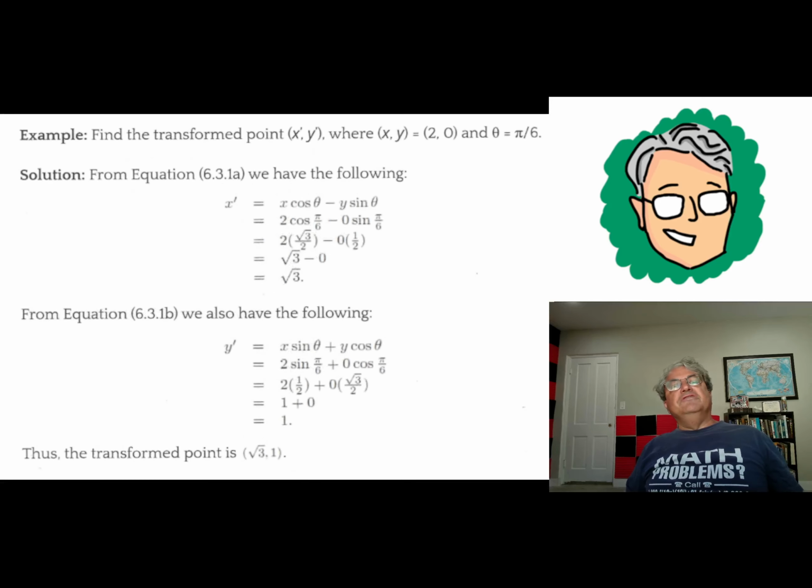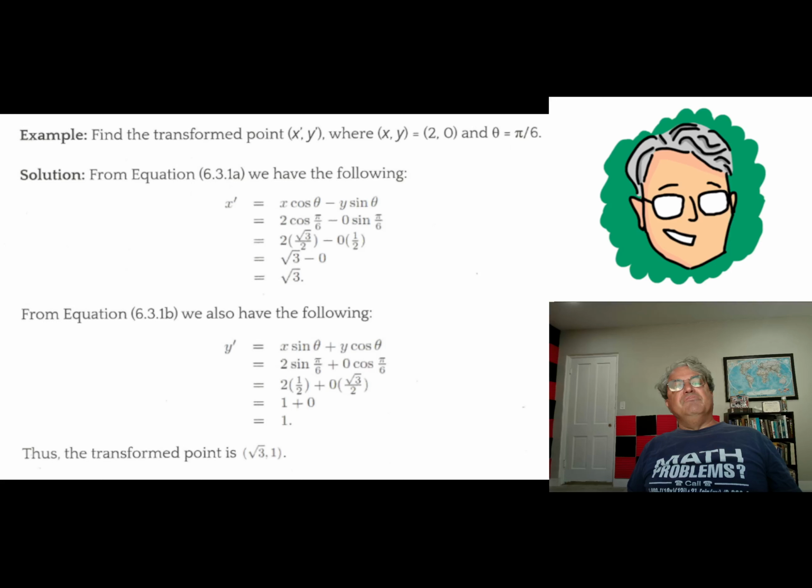And the third and final example, I think this is the hardest one. Again, this time we're starting with a point on the x-axis. So we're starting with a point 2 comma 0. That means x is 2 and y is 0. And this time we're rotating counterclockwise by an angle of pi over 6. That's 30 degrees. So we want to know how this point transforms when we rotate it 30 degrees counterclockwise.